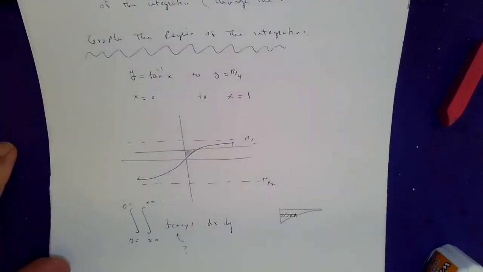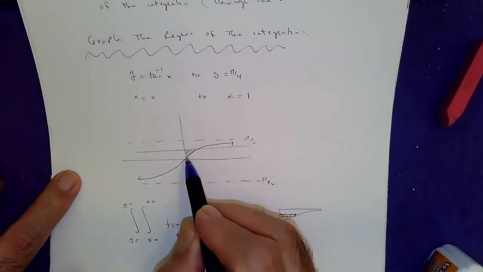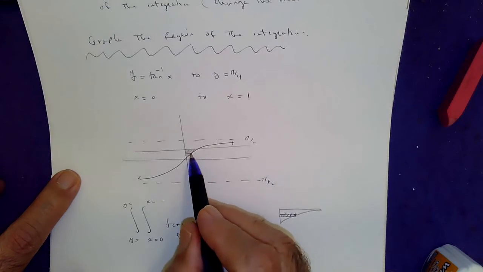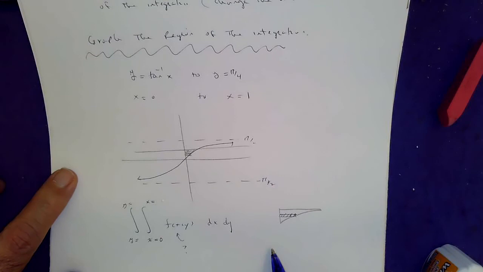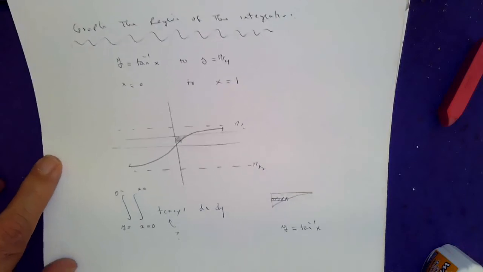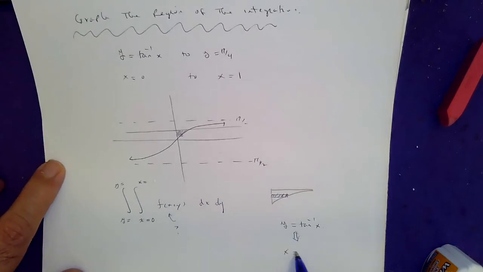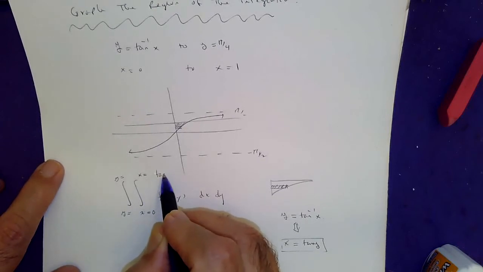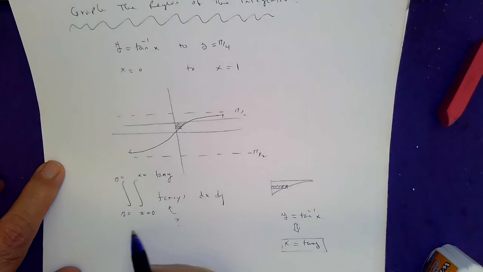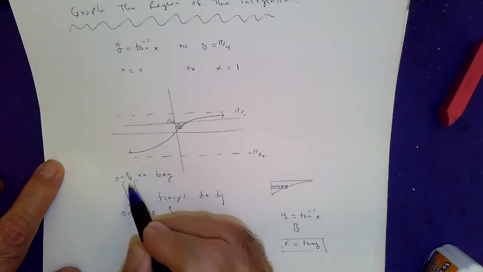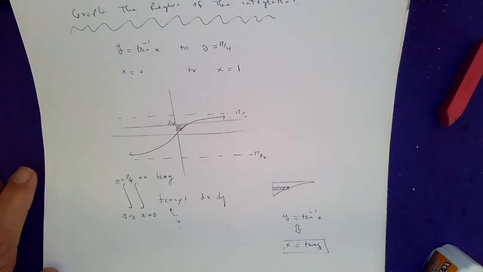Okay, looks to me, x goes from 0, which is the y-axis, to this curve. But what is that curve equal to? Well, it was y equals tan inverse of x, which is identical to saying x equals tan of y. If you just take the tangent of both sides, you get x equals tan of y. So x goes to tan of y, and y goes from 0 to pi over 4. Is that right?